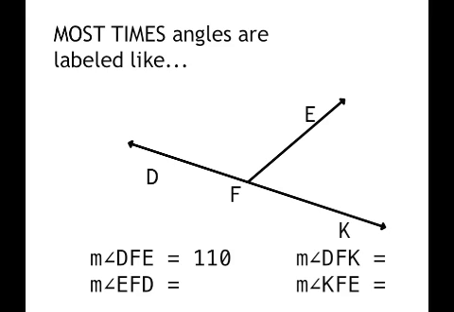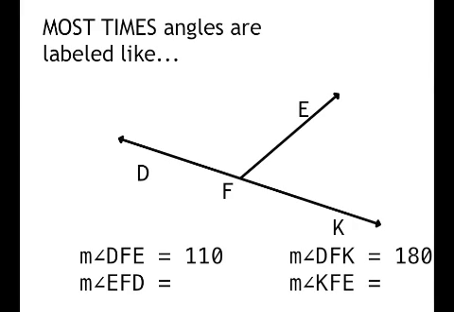So angle DFE is about 110 degrees. That's the obtuse angle up there. So F's in the middle, that's the vertex, and the D and the E are the 2 sides that make up that obtuse angle. So pause it for a minute and see if you can figure out what the measure of angle DFK is. What is the measure of the angle DFK?